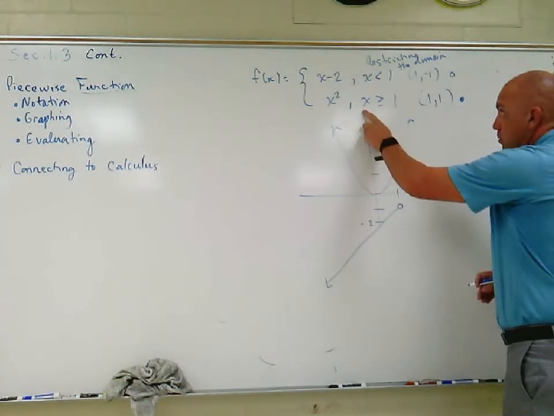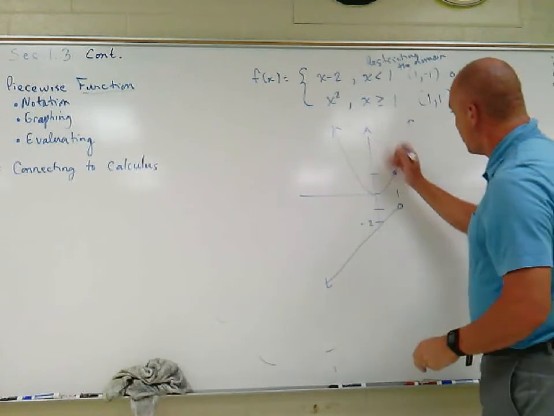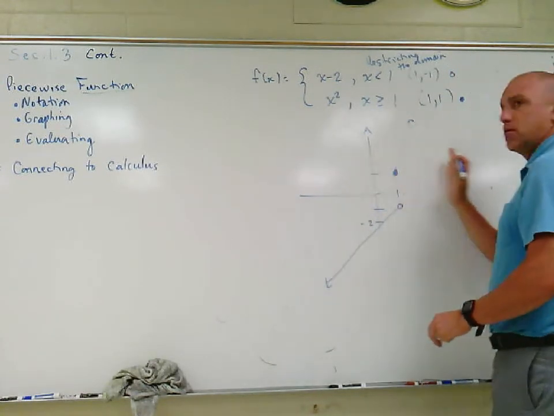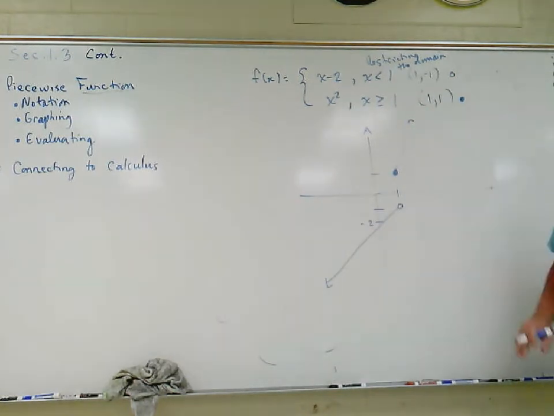But again, I've got to do what it says. It says keep the part for x greater than or equal to 1. So right here is where I cut it, and I'm going to keep it right of that, greater than or equal to 1. And now you can see where one stops, the other one starts. Okay? That's a piecewise function.